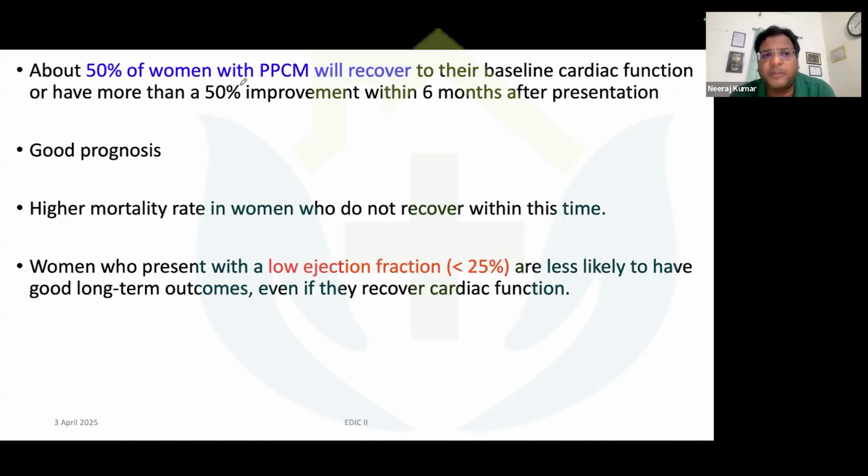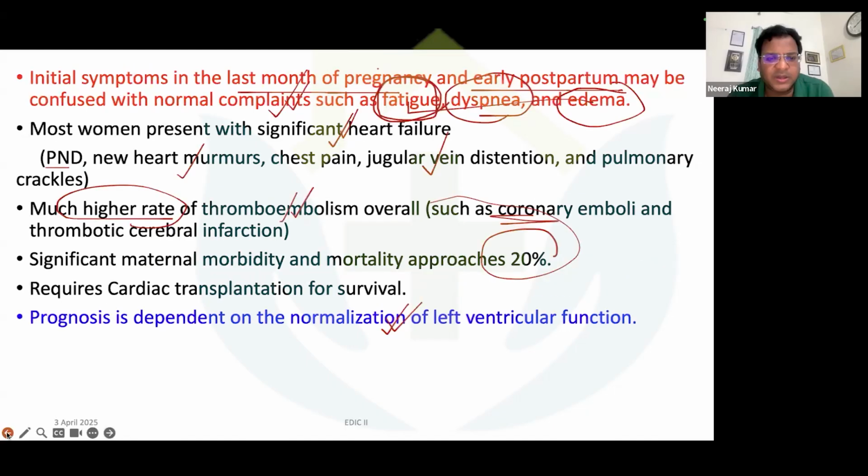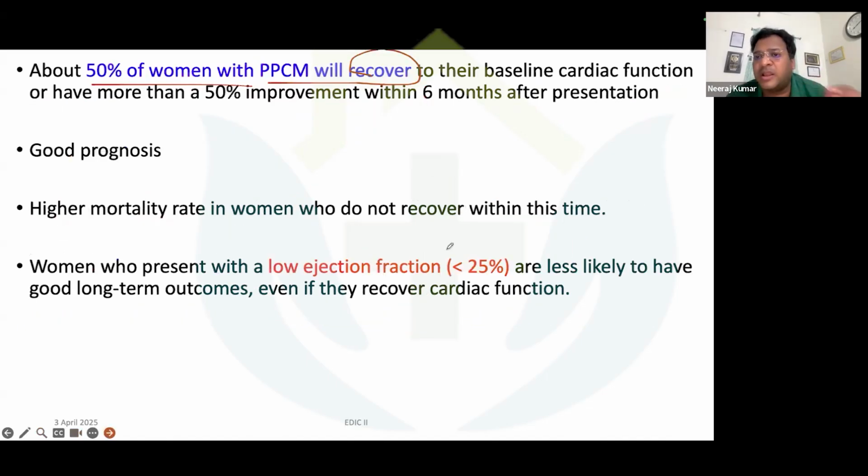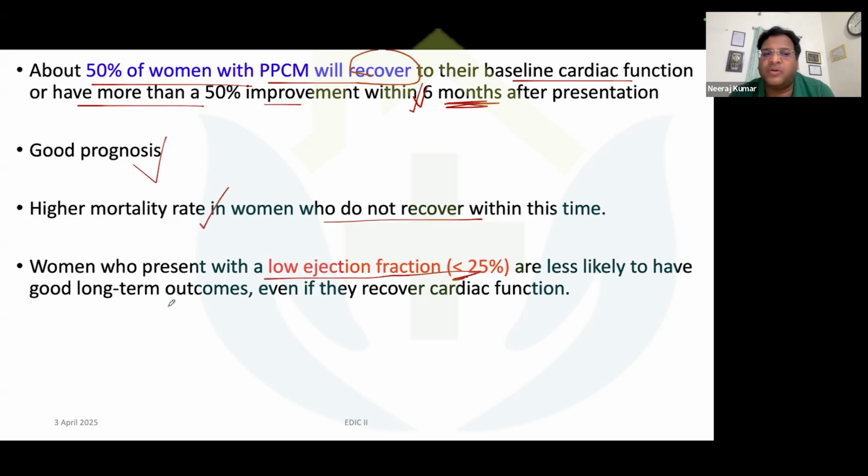So 50% of women with PPCM will recover. Only around 20% of the patients approach significant morbidity, but amongst the 80%, 50% will recover automatically, and their baseline cardiac function will have more than 50% improvement within 6 months after the presentation. So this is one of the important positive aspects. Second, women who do not recover within this time, and women who have a low ejection fraction less than 25%, are less likely to have a good outcome.